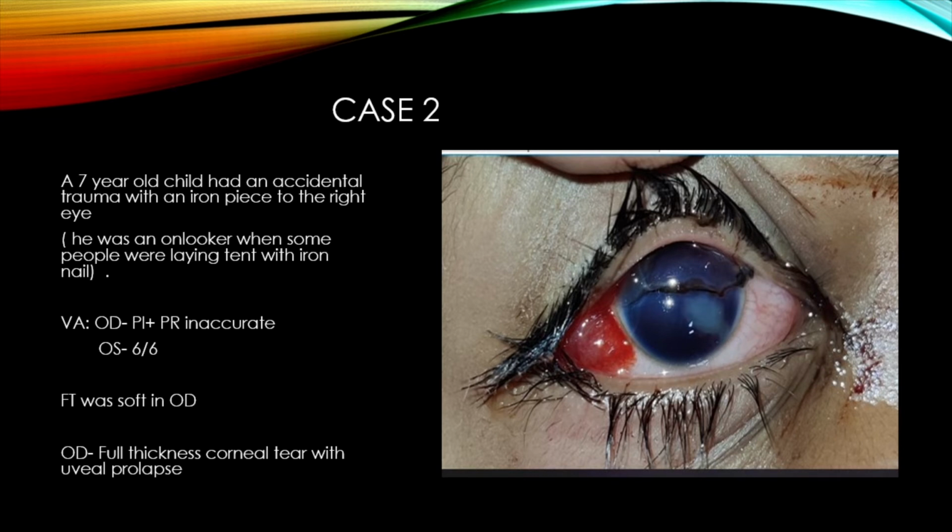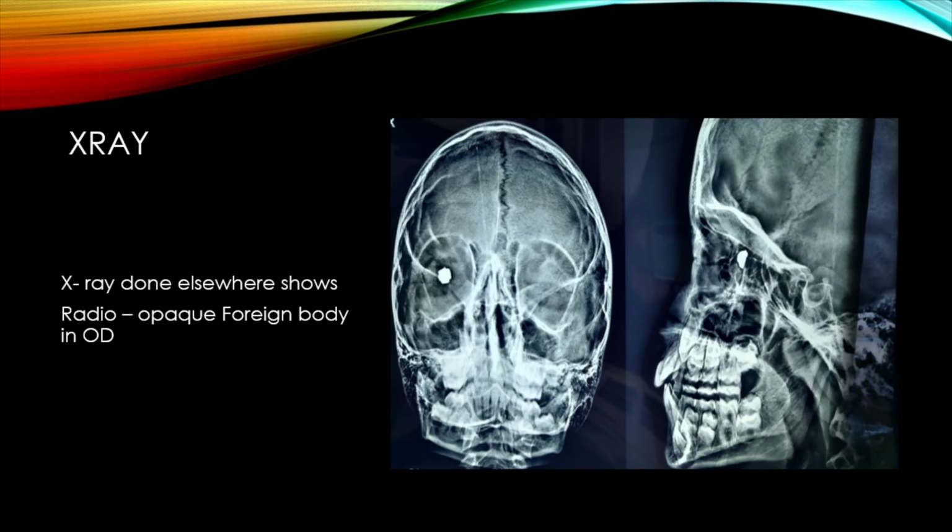A 7-year-old child had an accidental trauma with an iron piece to the right eye. He was just an onlooker when some people were laying a tent with an iron nail. The visual acuity in the right eye was PL PR inaccurate. In the left eye, it was 6/6. The finger tension was soft. Clinically, there was a full thickness corneal tear with uveal prolapse. The patient had got an X-ray done elsewhere, which showed the presence of a radiopaque foreign body in the right eye.